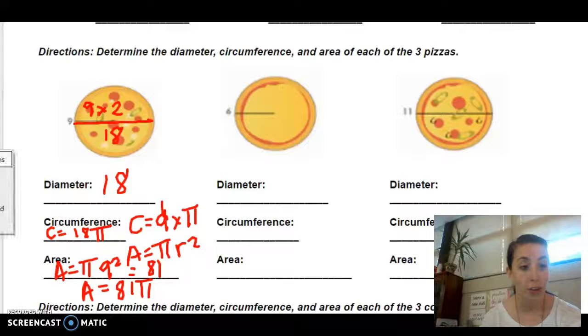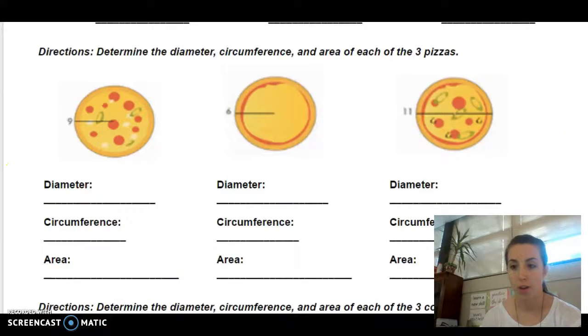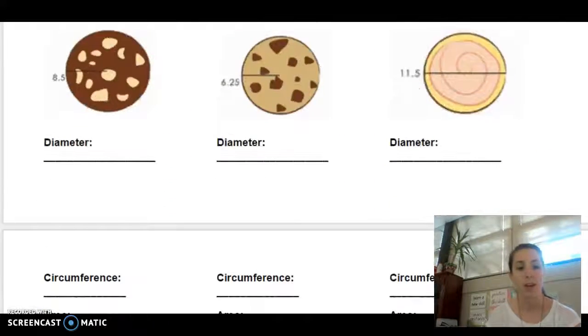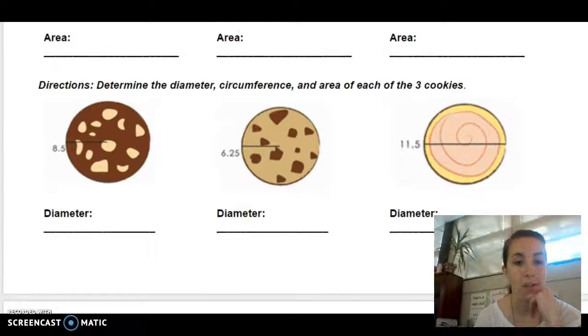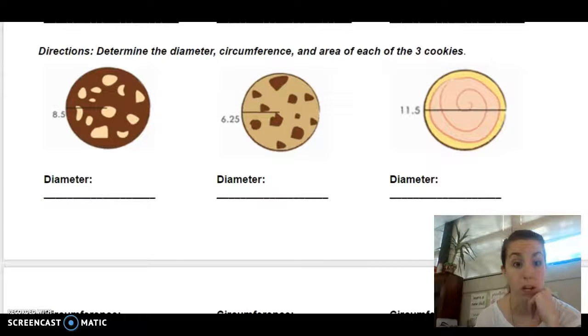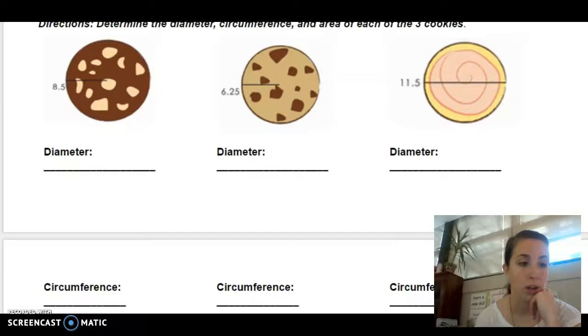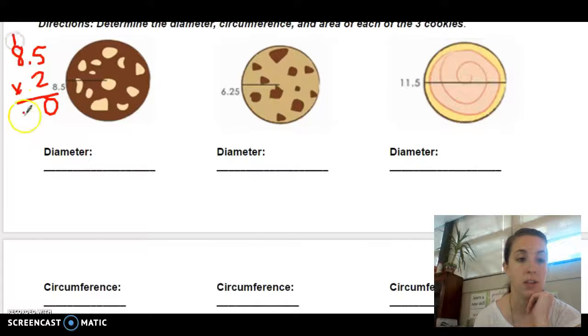Then if we go down to the cookie one, I will show you how to do the cookie. I have to change it to a mouse. When you go down to the cookie, you have to find the diameter, circumference, and area again. But this time I actually want you to use 3.14. So for the cookie, you're going to find the diameter. In this case, it's the same thing. On your first cookie, they only gave me the radius. So to figure out the diameter, I'm going to do 8.5 times 2. 8.5 times 2 is, move the decimal over 1, 17.0 or 17.